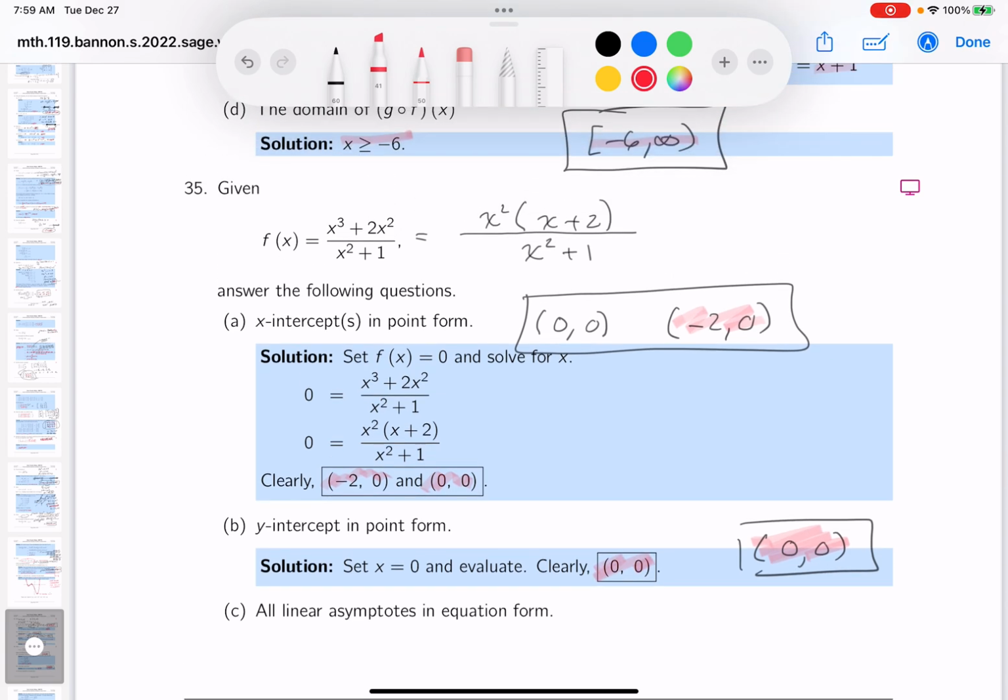All right, the next one says linear asymptotes. Looking at it, I'm going to say there's a slant asymptote, and the way I'm going to find it is by long division. Let's take a look at that, and I'll put the long division down for you.